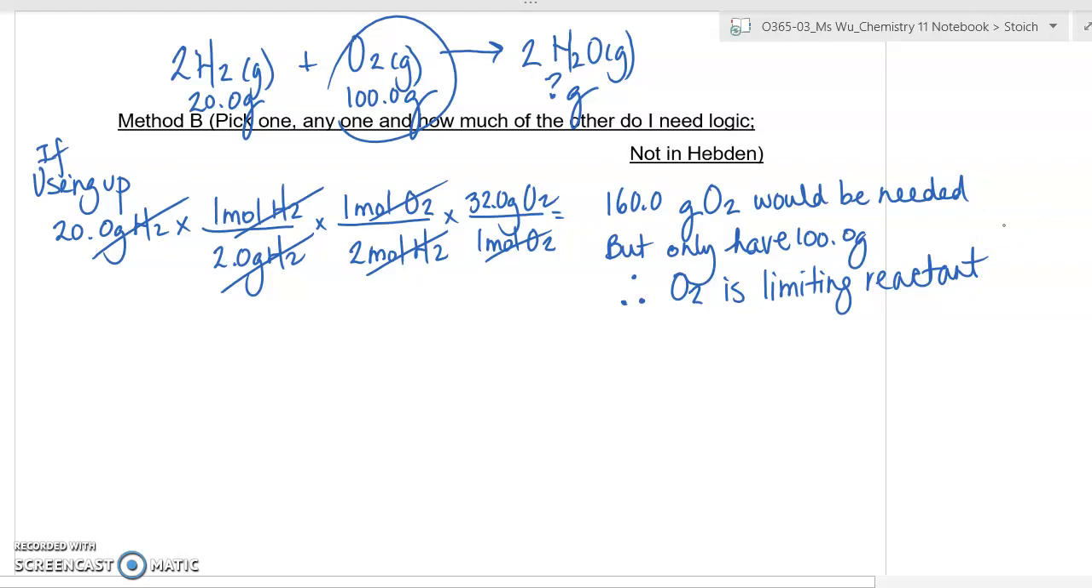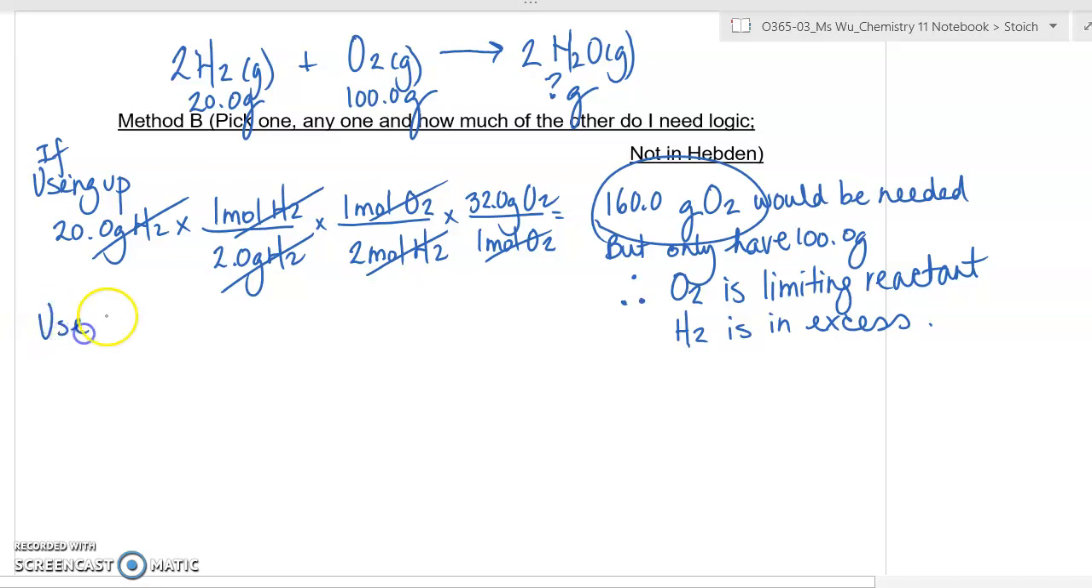Let's just look at that calculation and the logic and think of it as a sentence. If we're going to use up all of the hydrogen that's given, I would need 160 grams of oxygen. But wait, I only have 100 grams. So I don't have enough oxygen. Oxygen is our limiting reactant, and so we know then our hydrogen is in excess. We haven't answered the question, have we? The question is asking, how many grams of water can we make? That's okay, now we got it.